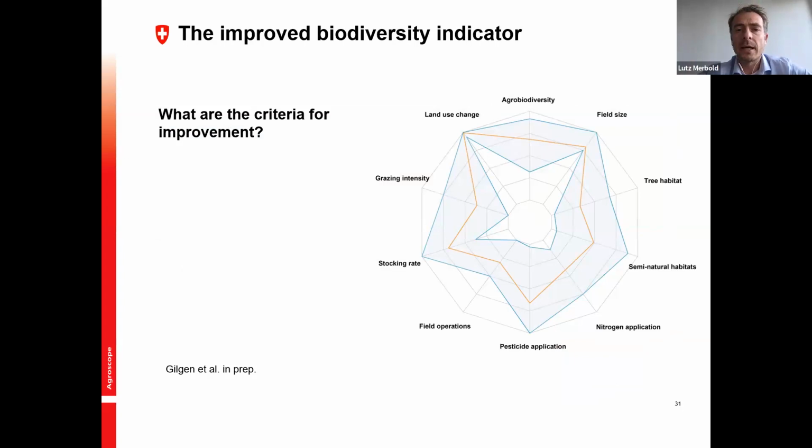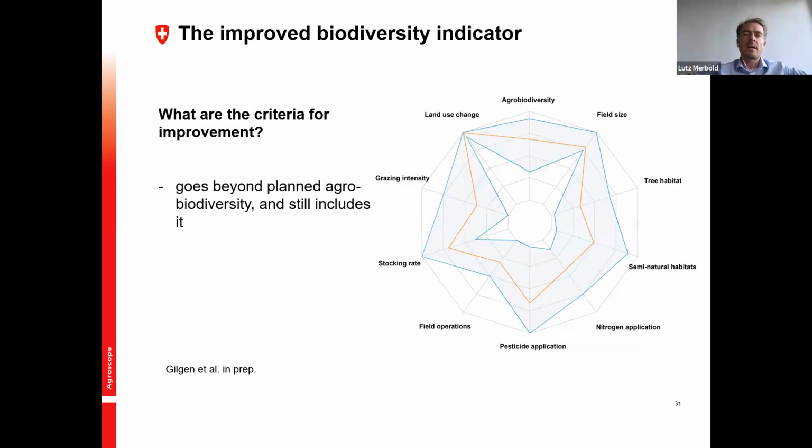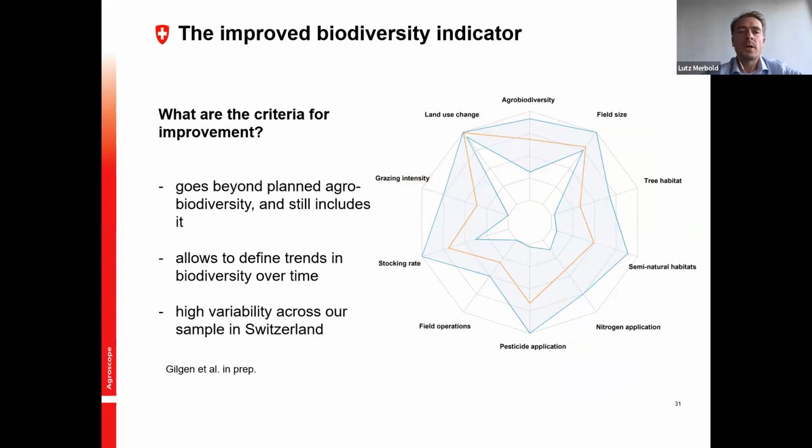You get these typical spider diagrams. Those are the 10 components we have within the new biodiversity indicator. And it really shows you that the further out you are, the better you are, basically. So you have quite a wide range with farms in different locations, etc. For instance, on pesticide application at the bottom, some farms are better than others, also on field size, etc.